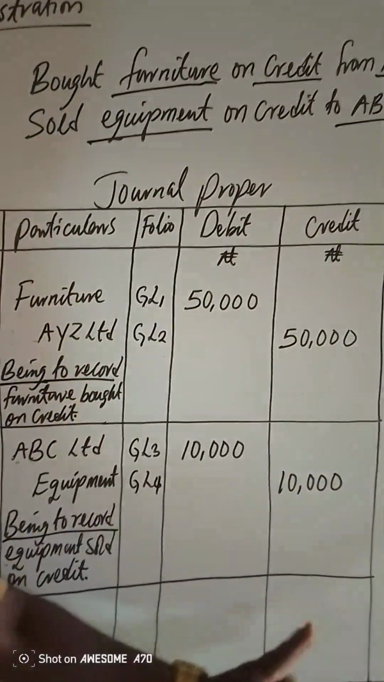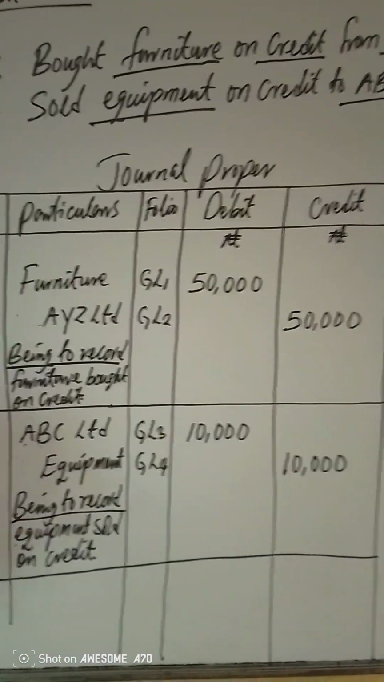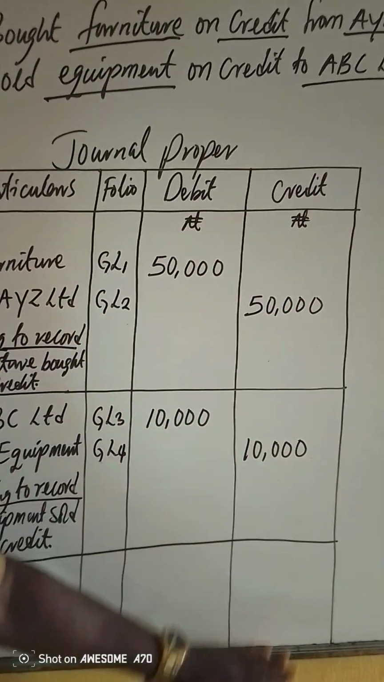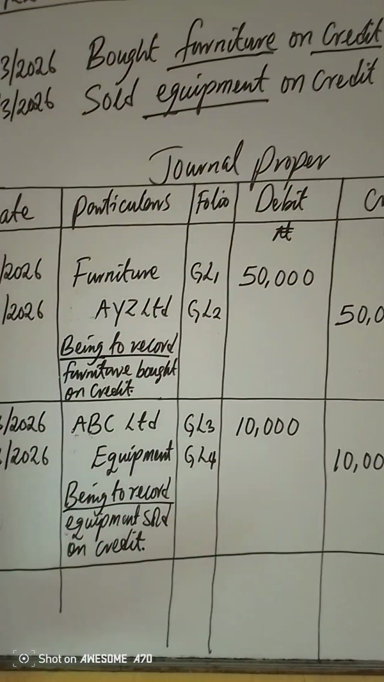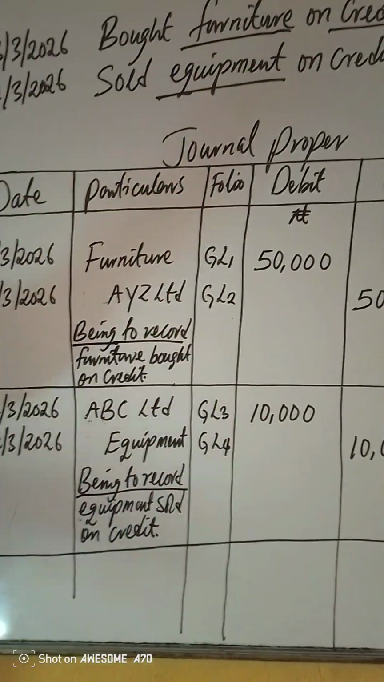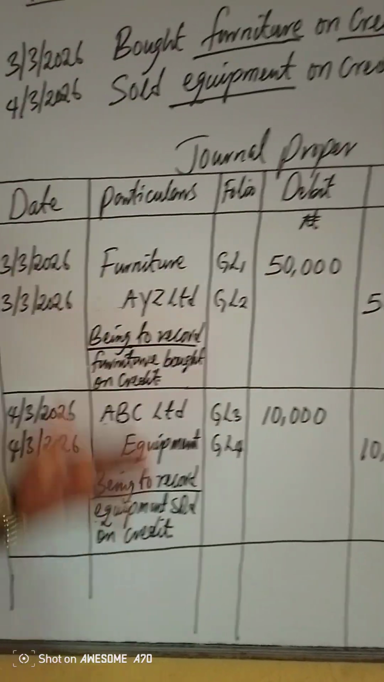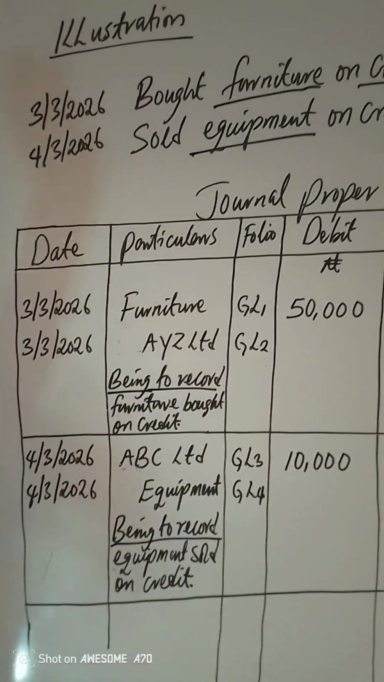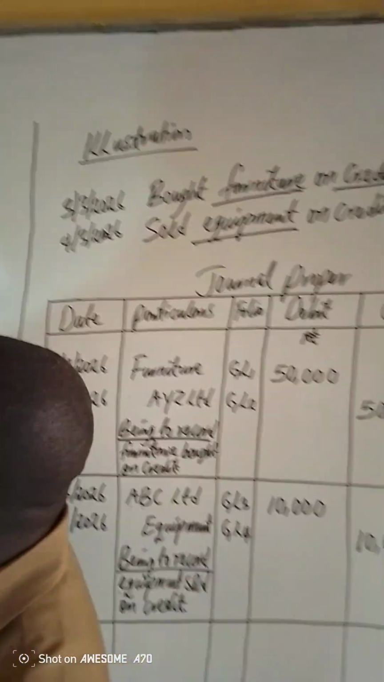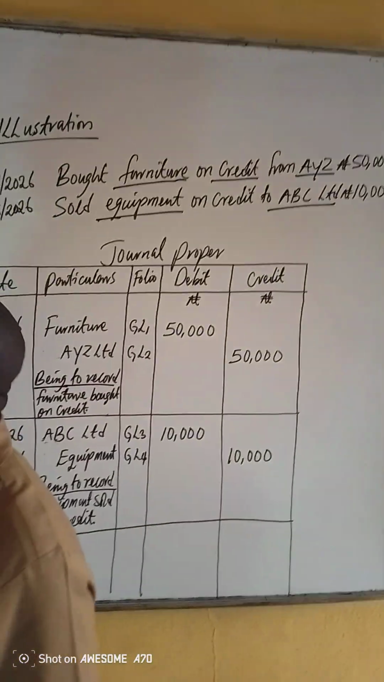Don't leave it open in such a way that you add. No, we're not going to add all the totals. No, it is not a trial balance. So after posting, it means this account is independent of this. Mind you, this is how transactions are posted in the journal proper. The first illustration: purchase and sale of non-current assets on credit.